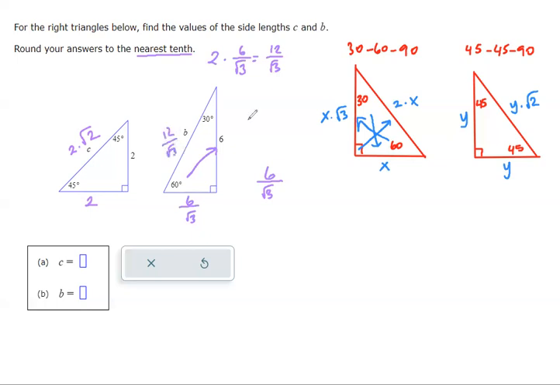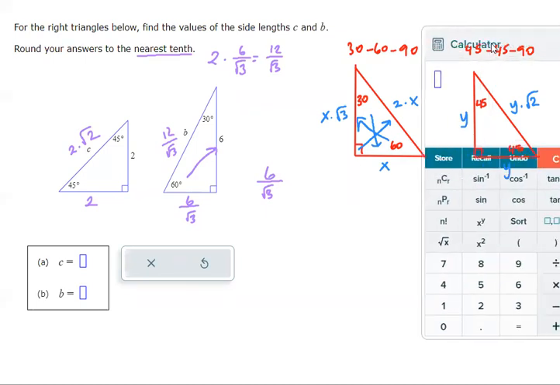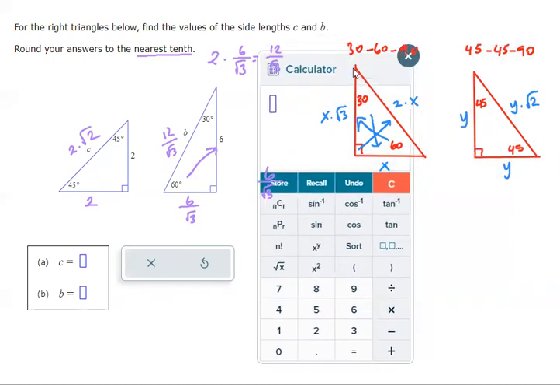So 12 over square root of 3. And this is the answer, but I would leave my answer in exact form in radical, like 2 root 2 or 12 over root 3. Maybe I should simplify a bit more. But since the question was asking for the nearest tenth, I have to plug these into a calculator to get my decimal values. Okay, so let's go ahead and do that as well.